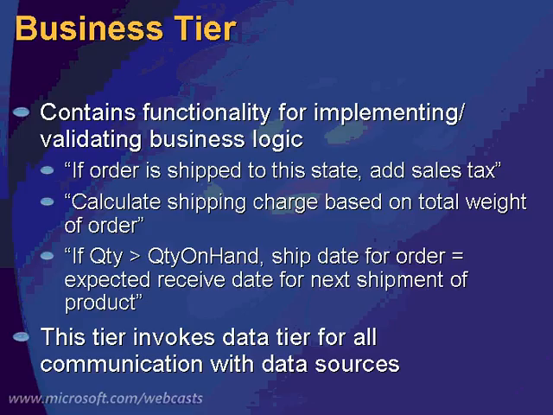If you had all the business logic right here in your business tier, you know exactly where to go to modify that business logic. Calculate shipping charge based on total weight of the order. Or maybe you have a business rule that says, if the quantity being ordered is greater than the quantity on hand, then I need to update the ship date for this order and set it to whenever my expected receive date for the next shipment of this product is, for instance. That may be a business rule within the logic for your application.